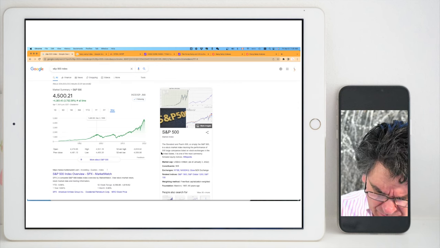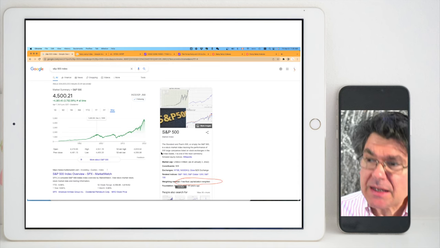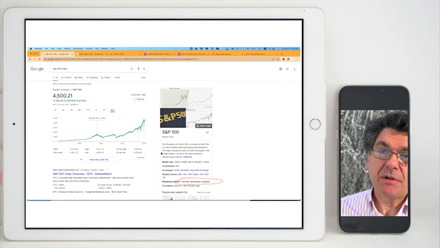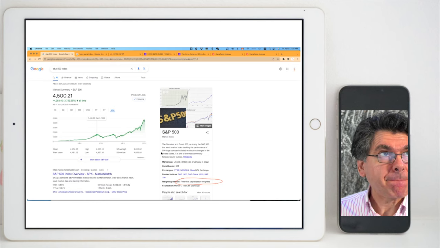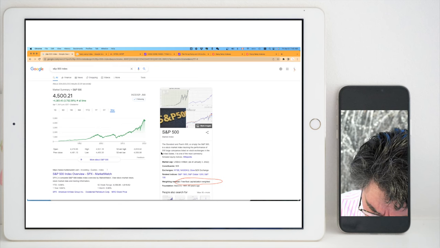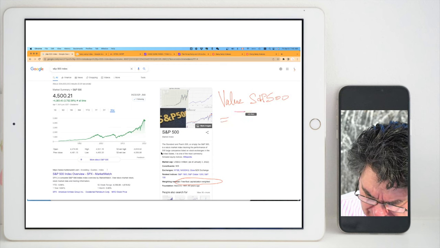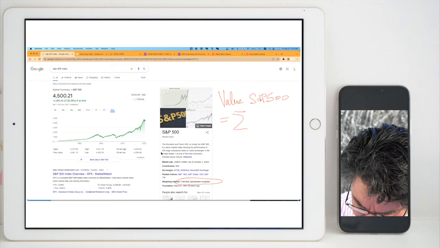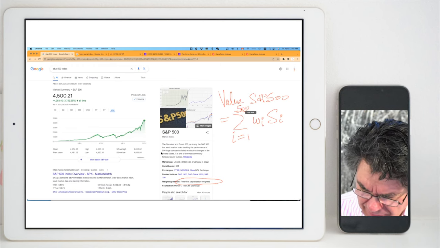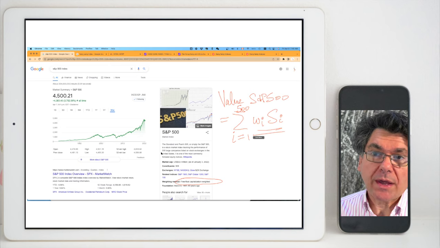What that means is that this index is not only a group of companies. There's 500 companies here, but the 500 companies are weighted to create a single number. So the value of the S&P 500 index is the weighted value of the stocks in that group. So I take the 500 stocks that make up the index and I weigh them in a certain way. And this is what gives rise to the index.